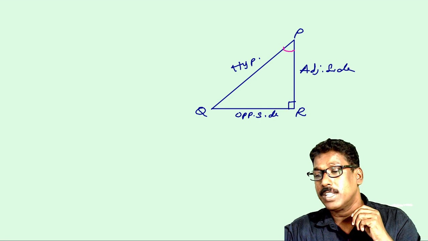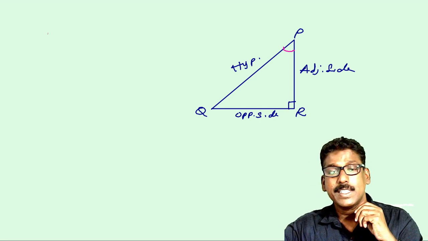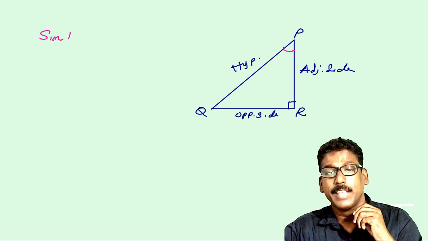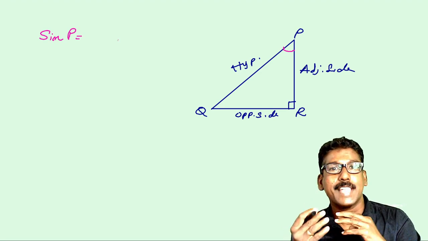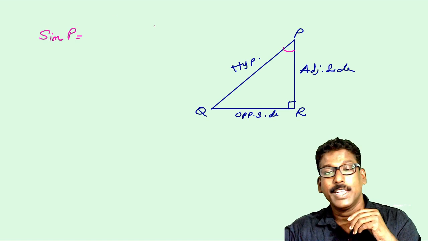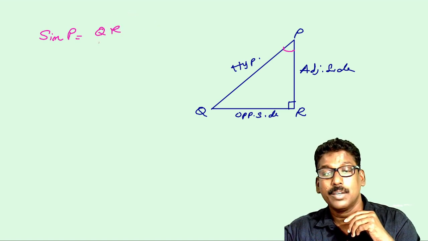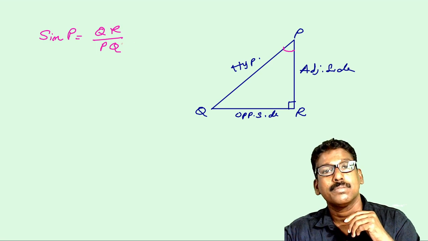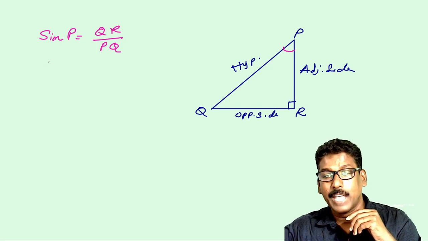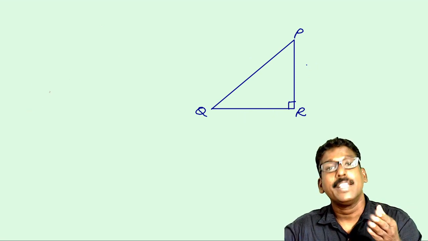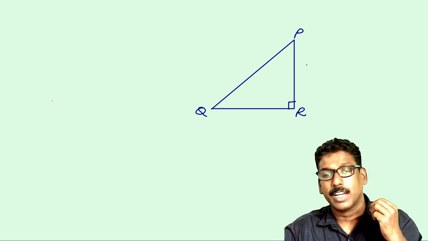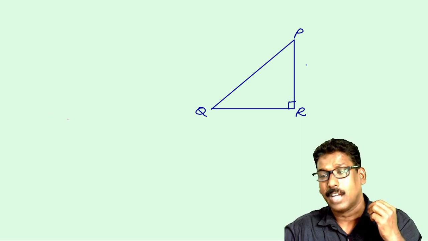Now my question is, what is sine P? Sine of an angle is opposite side by hypotenuse. So here it is QR by PQ. If it is so, write cos P, tan P.